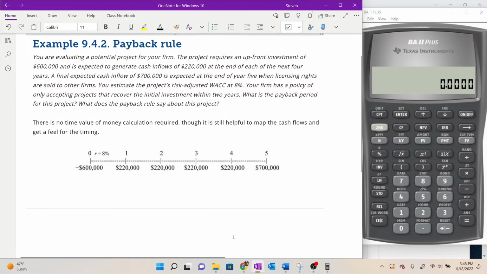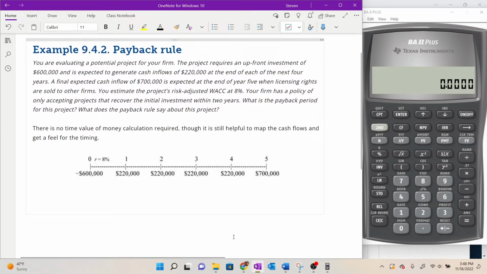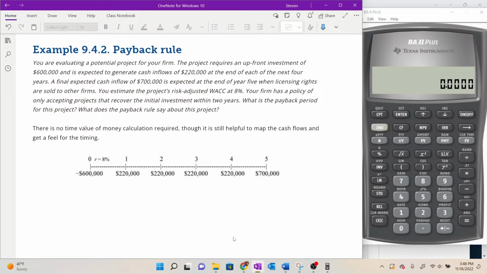All right, so how do we do this? With this one, we're going to start here. We see our initial outflow. I went ahead and put the timeline in, even though this is not a time value of money calculation, but it still helps to actually see the cash flows mapped out, and it helps to visualize what's happening with the payback period. Because if it doesn't happen to fall on an even year, it helps to visualize where the break actually is. So we're going to start with the initial investment of $600,000, and we're going to look ahead 1 year and see how much comes in.